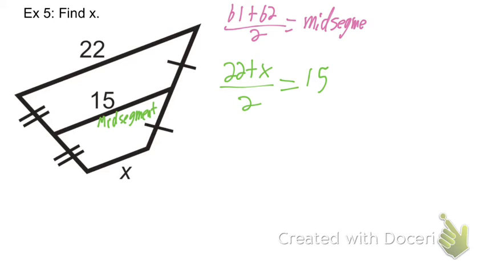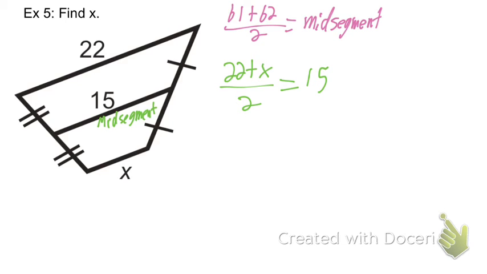And he just plugged in what we knew. He said, hey, we know one of the bases is 22. The other base is x. We just call it x. Divided by 2 equals the midsegment. Oh, we know it's 15. Repurpose these equations. Repurpose them for what you know.